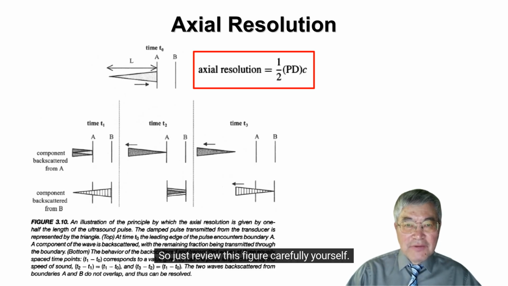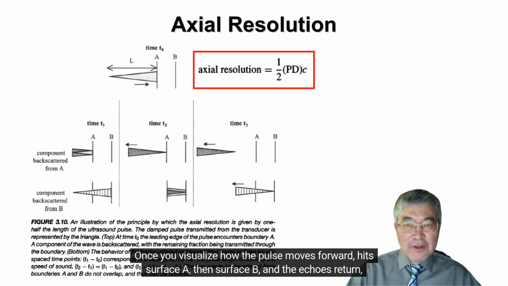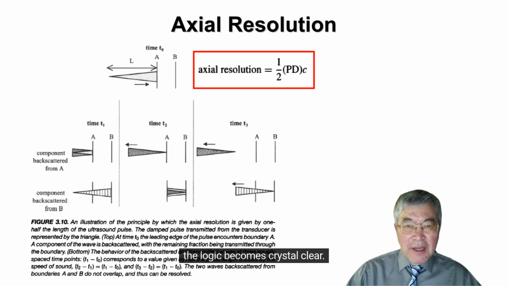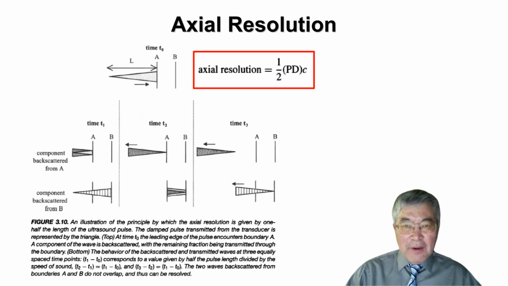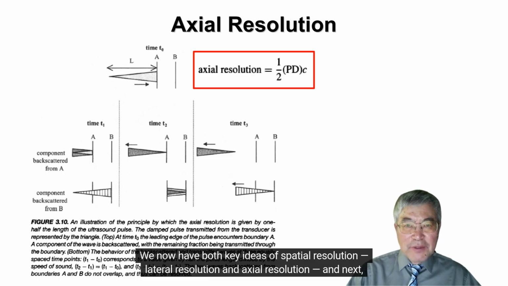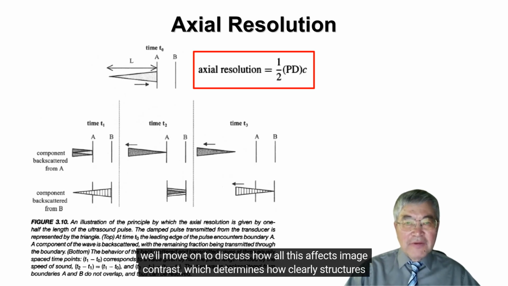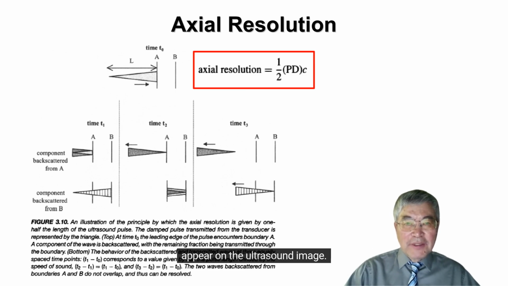So just review this figure carefully yourself. Once you visualize how the pulse moves forward, hits surface A, then surface B, and the echoes return, the logic becomes crystal clear. We now have both key ideas of spatial resolution, lateral resolution and axial resolution, and next, we'll move on to discuss how all this affects image contrast, which determines how clearly structures appear on the ultrasound image.